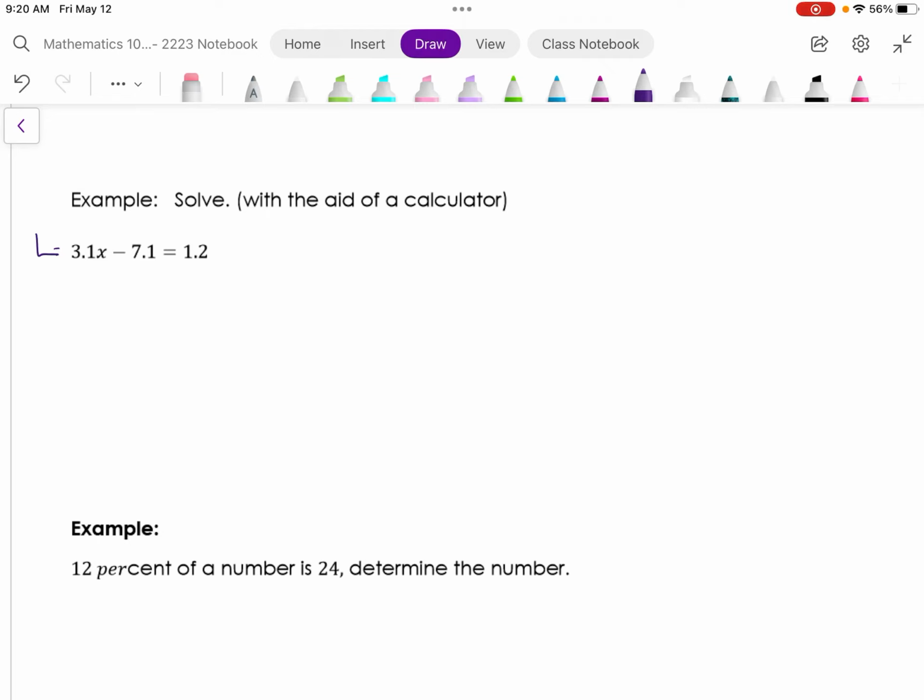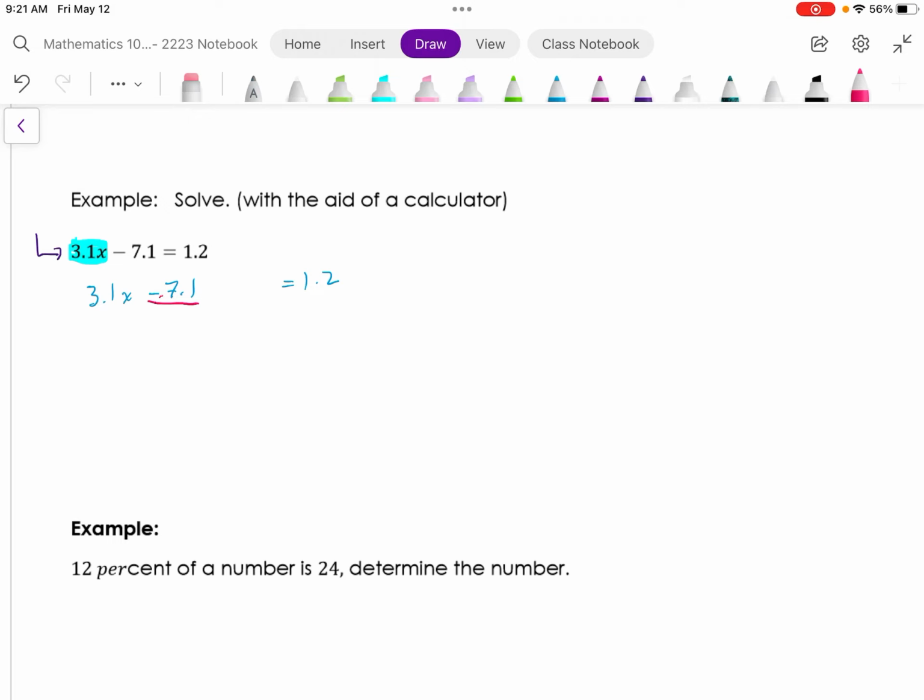Now, let's look over here. 3.1x minus 7.1 is equal to 1.2. Now we're going to solve with the aid of a calculator. So I'm just going to highlight some facts. Maybe I'm going to solve for x, but why don't I solve for 3.1x first? So I'm just going to recopy out my equation and identify the thing that is causing me trouble. At the moment, wouldn't it be nice if I got rid of this negative 7.1?